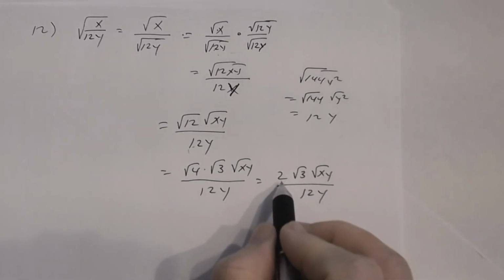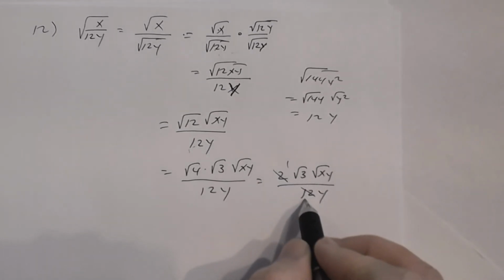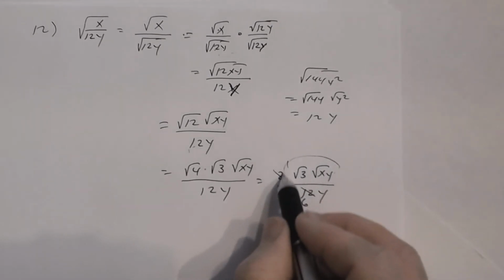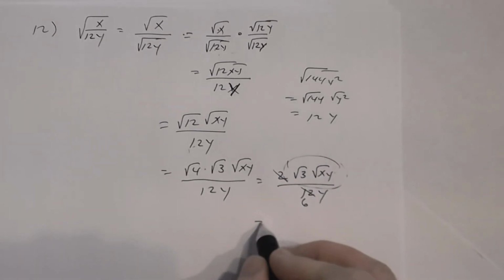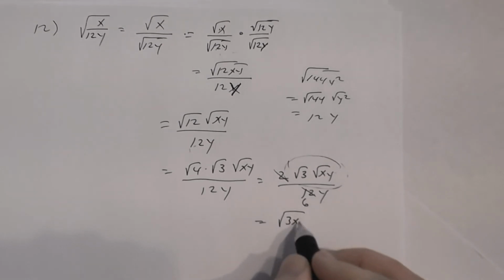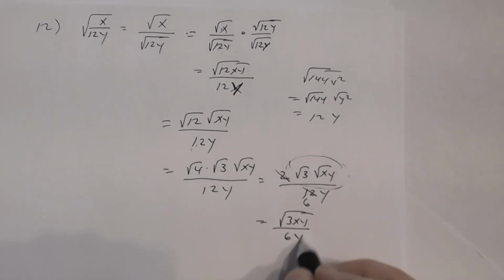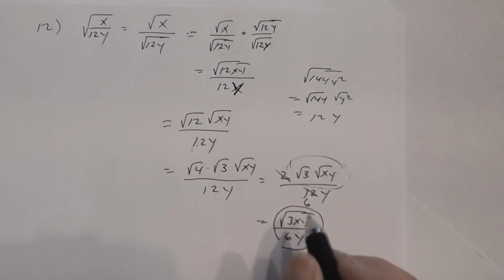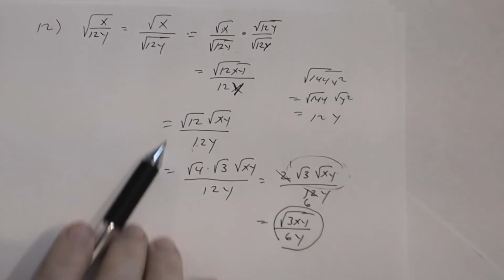And then I can reduce. 2 to 2 is 1. 2 to 12 is 6. But I also need to rewrite this as 1 square root. So this is going to be the square root of 3xy divided by 6y. And that's the answer. So notice all the little steps you have to go through.